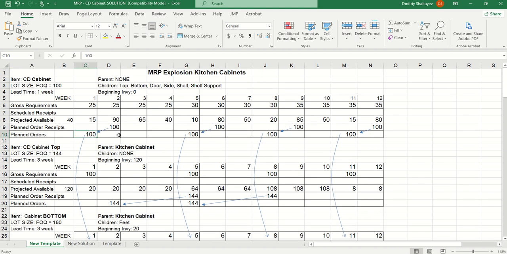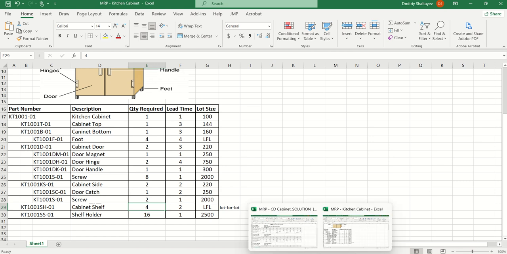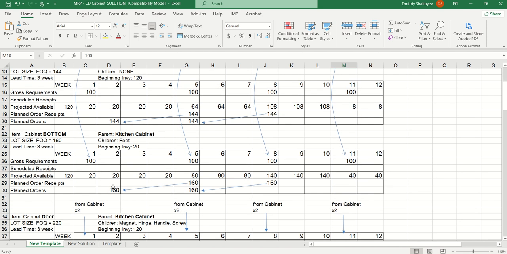So I'm starting 100 units in weeks 1, 5, 8, and 11. But I have to multiply that by 4, right? Why 4? Because according to my bill of material, each kitchen cabinet has 4 shelves inside. Okay? It's a big cabinet. You can store a lot of plates in there. So unlike sides and doors, it's not times 2, it's times 4, right? So that's what I'm going to do over here.